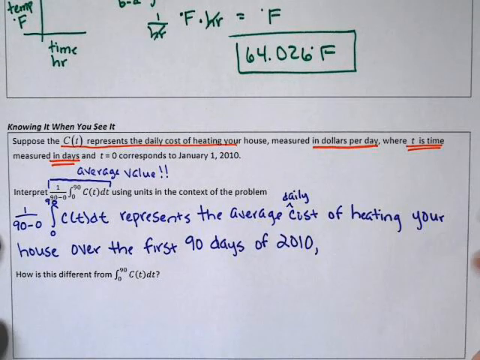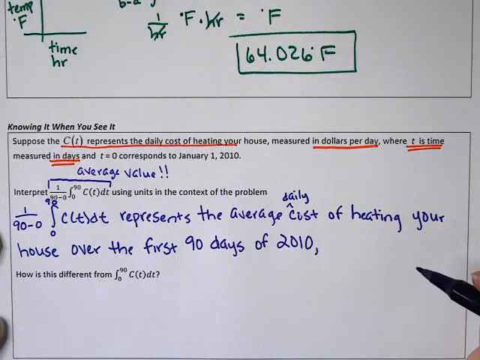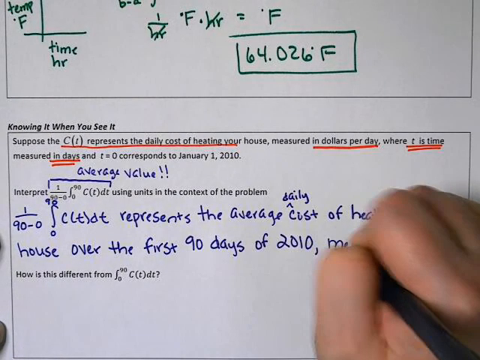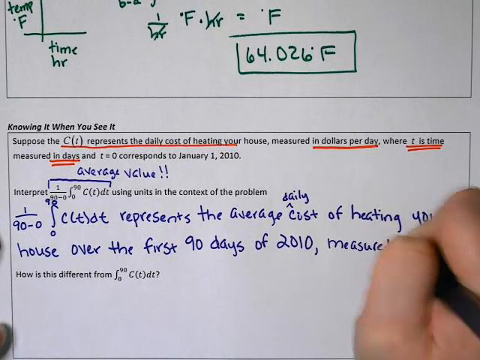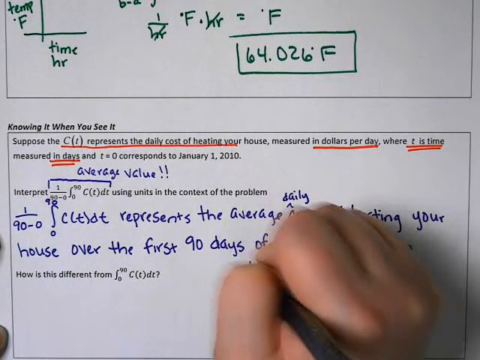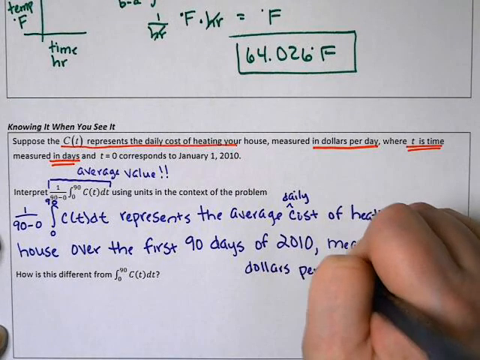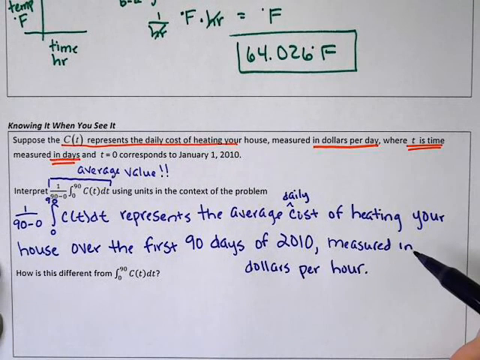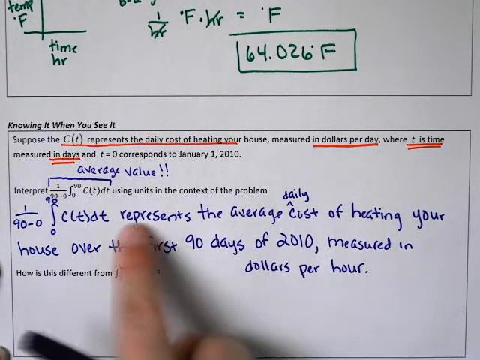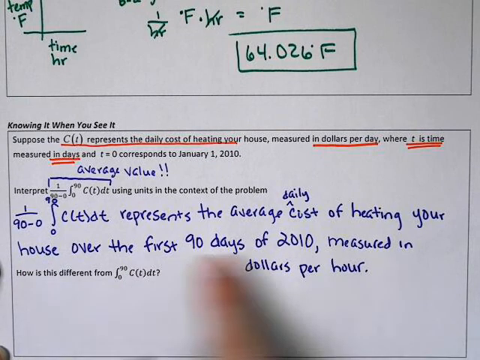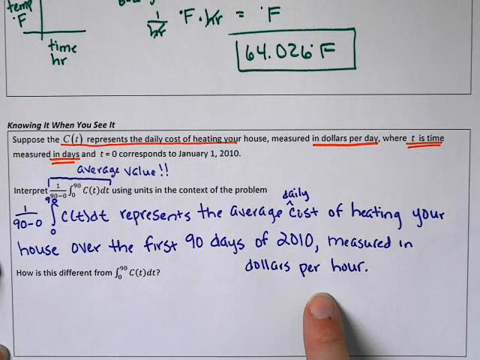And then the last thing we want to include is the units. So average cost of heating your house over the first 90 days of 2010, and then we're going to say that it's measured in dollars per day. So when we do our explanation, like I said, it's kind of in these three parts. The first part is it's the average value of what? All right, then you're going to talk about the time frame. What does that mean for you in context? And then what is it measured in terms of units?